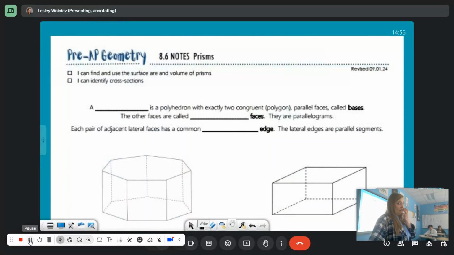All right, today you guys know that on Friday we did cylinders, right? So we're basically going to do what we did for cylinders with prisms today. And a lot of it is going to feel very, very similar because it's very, very similar.